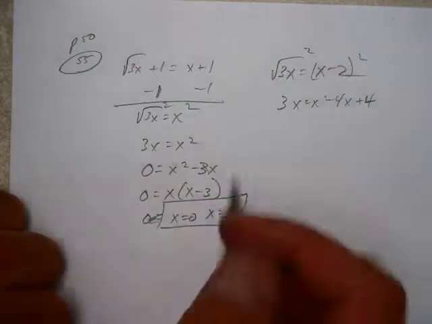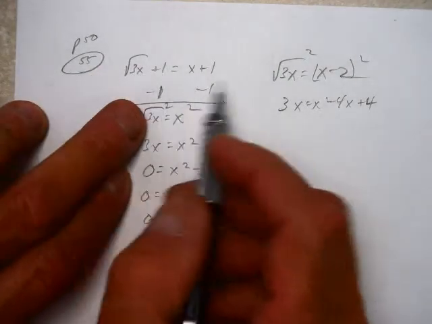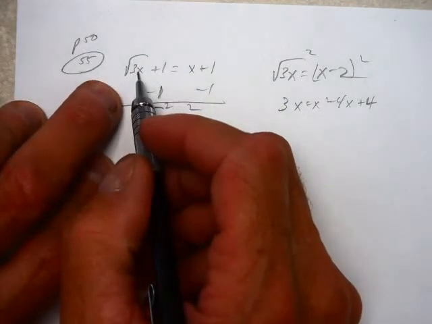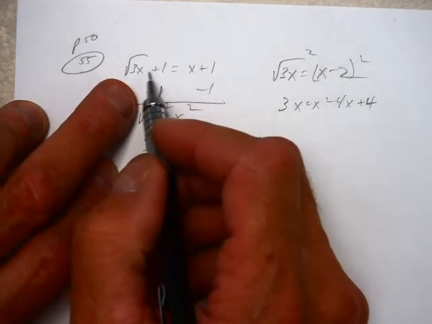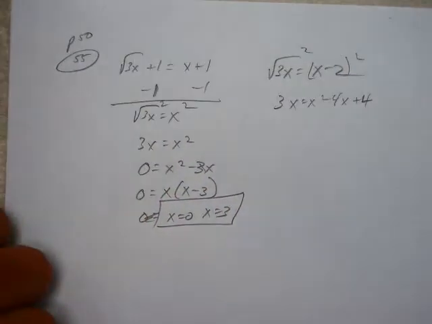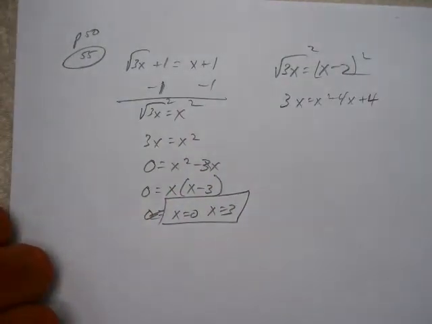So now let's double check it. If I plug in 0, I get 1 equals 1. Sweet. If I plug in 3, I get square root of 9 plus 1, which is 3 plus 1, so 4 equals 4. So both of those work.